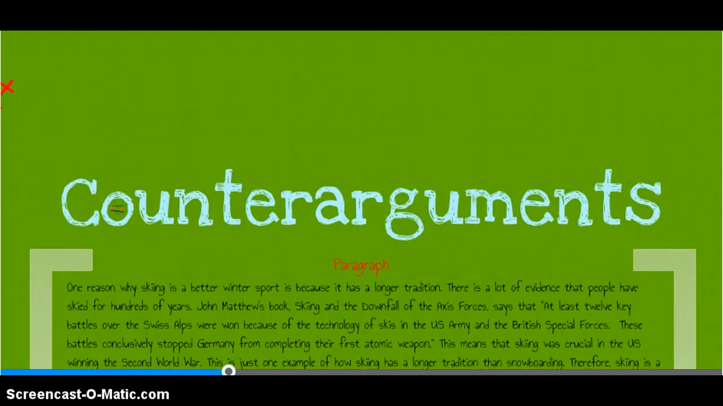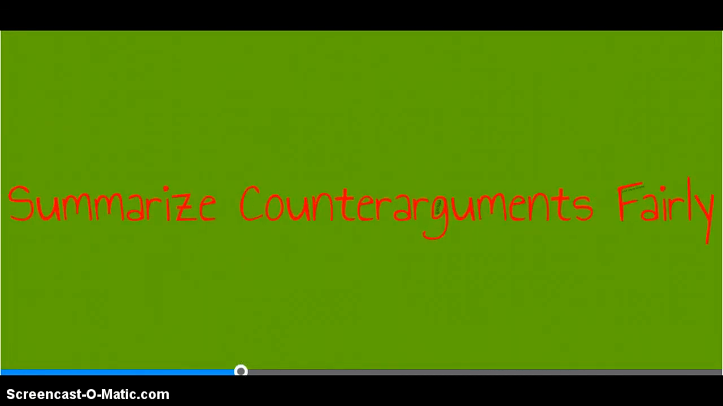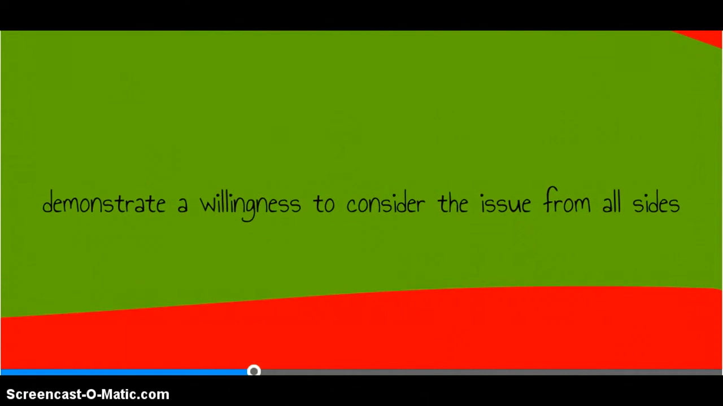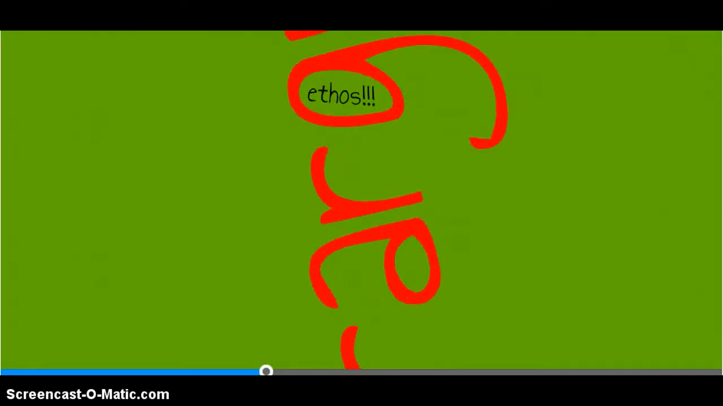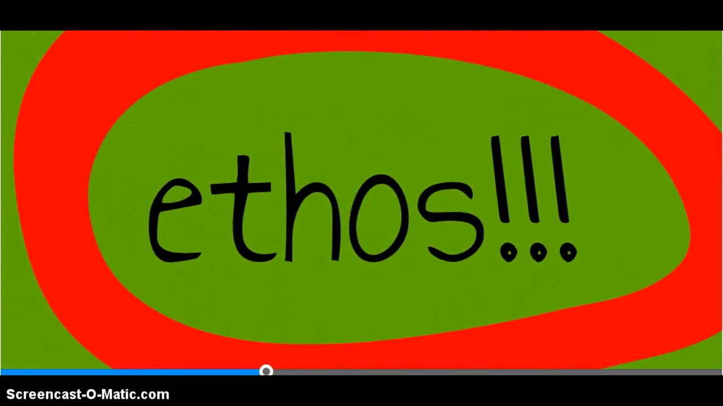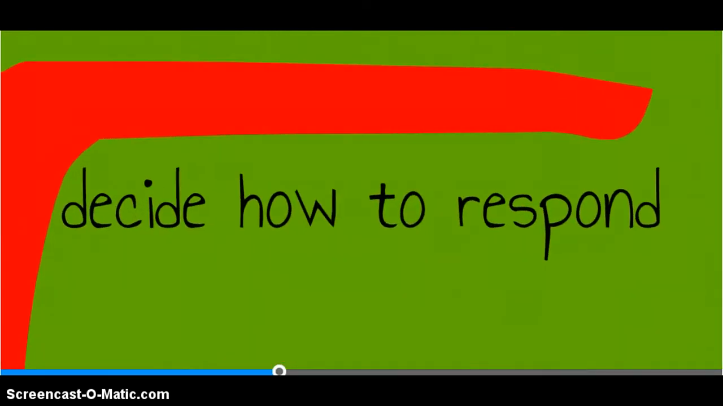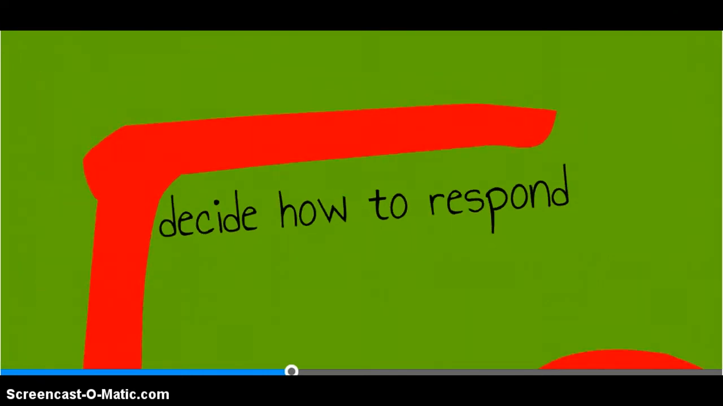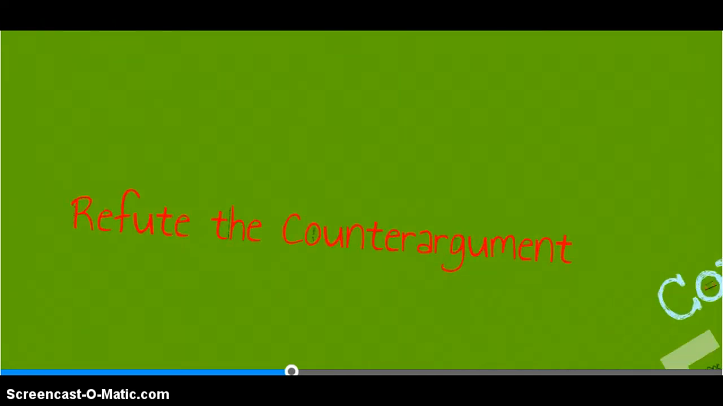One of the best ways to approach counterarguments is to summarize them fairly. By resisting the temptation to distort a counterargument, you demonstrate a willingness to consider the issue from all sides. Presenting a counterargument fairly actually builds your ethos as a writer rather than weakening your argument. And then, after you have summarized an objection or counterargument fairly and charitably, you must decide how to respond to it.